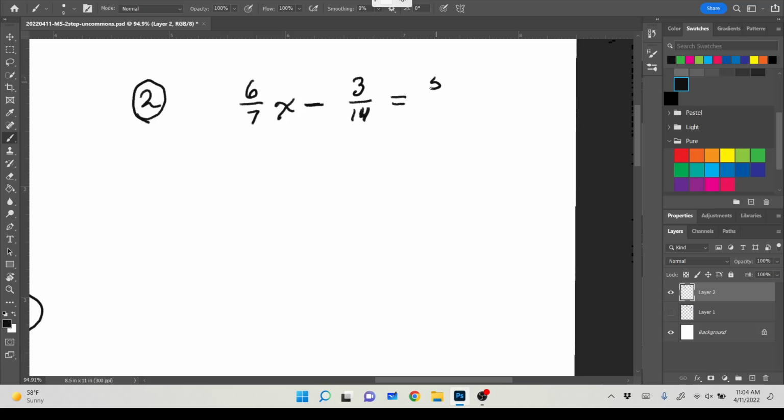Equals 5/28. So I need the least common multiple between all the denominators. So I need the least common denominator. Y'all work that out for me. You can use your skip countings, or you can just look at it. I think it's just 20. I think it's just 28. No, that's a lie. Wait, no.